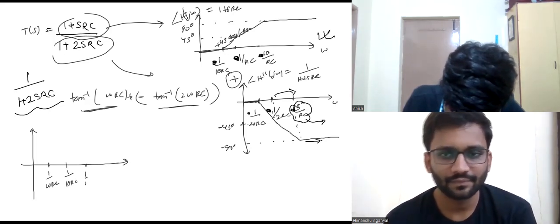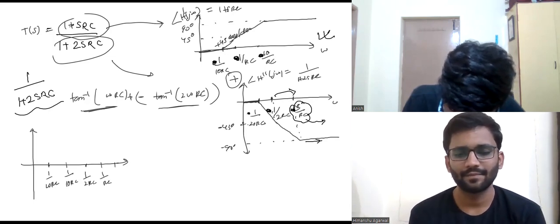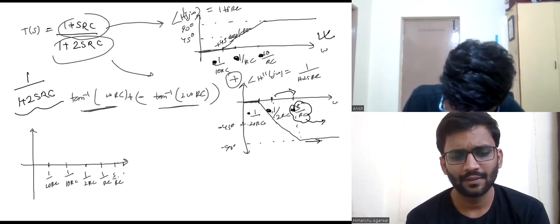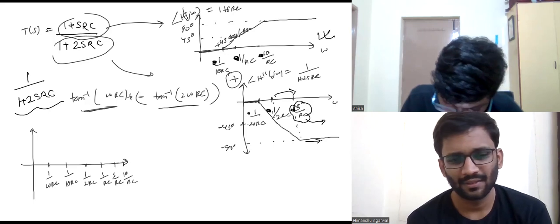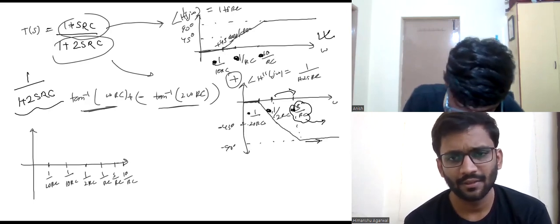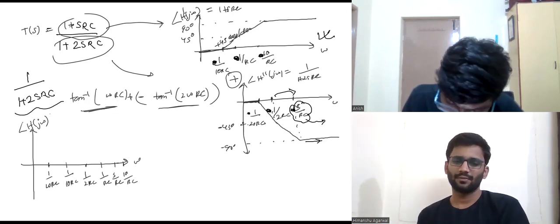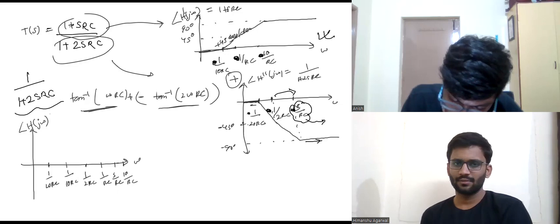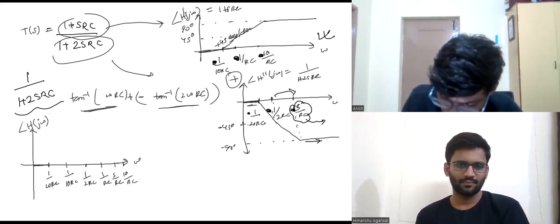This is 1 by 2RC. This is 1 by RC. This is 5 by RC, and this is 10 by RC, right? Now, between 0 to 1 by 20RC, what is happening? This is the angle of the actual transfer function. Now, omega. So between 0 to 1 by 20RC, this is 0 and everything is 0. So it will remain at 0 between 0 to 1 by 20RC, right?